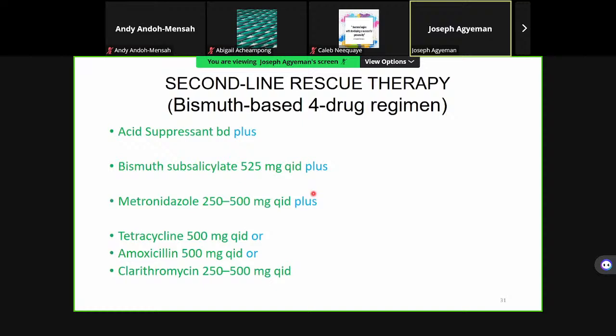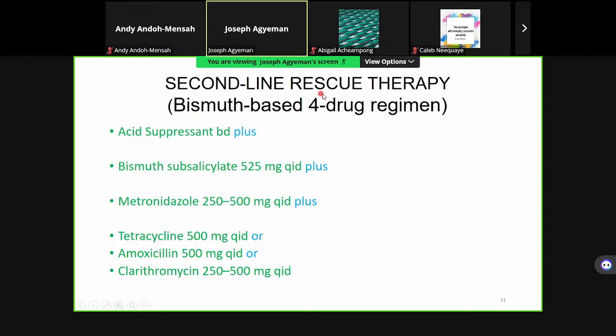Then, in case your first lines, either the sequential or the normal one, fail, you may have to do the second line rescue. You want to rescue the patient because the normal has failed. And this is the bismuth-based 4-drug therapy that I was talking about.